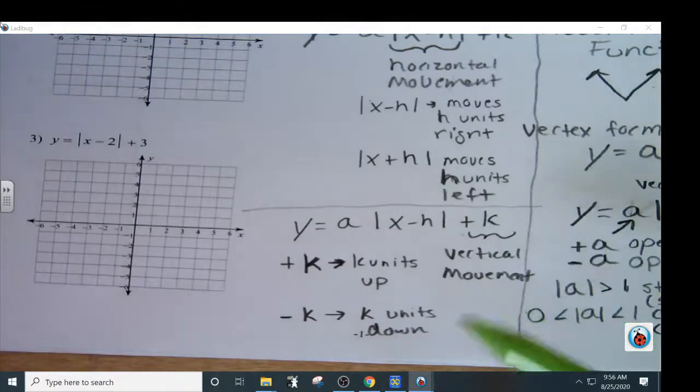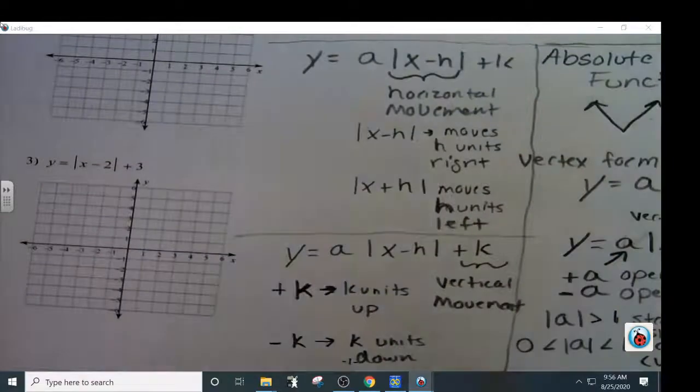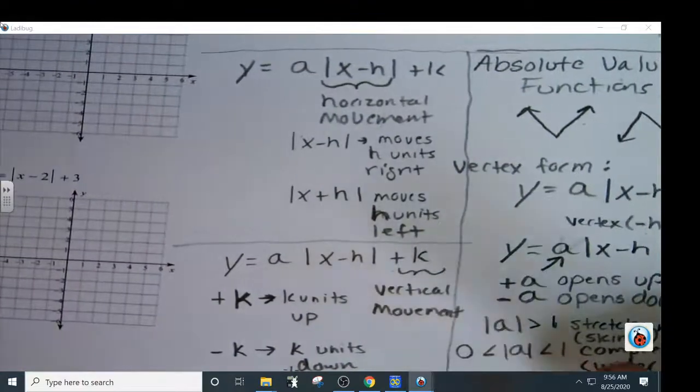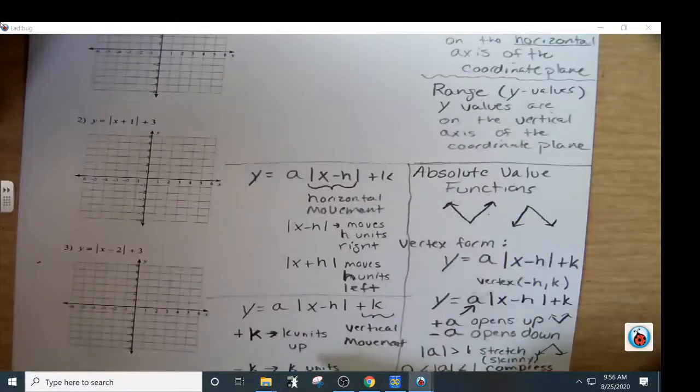Now, we know what domain is. We know that domain is the x values of our function, and as they move in the horizontal direction. We know that the range is the y values of our function, and they move up and down.